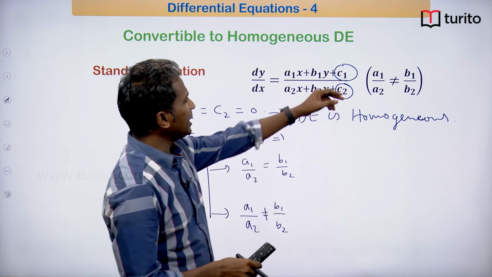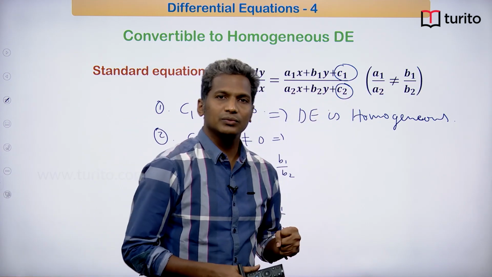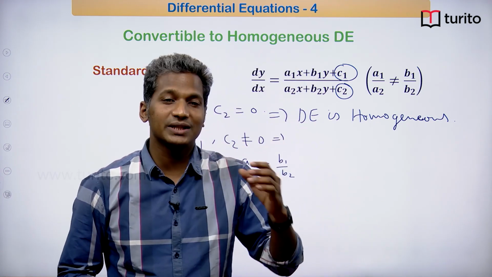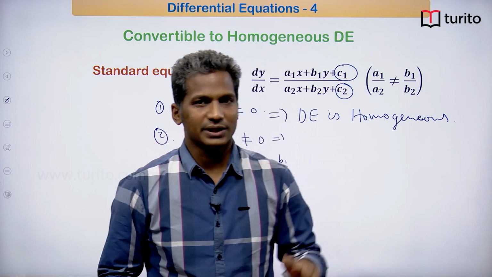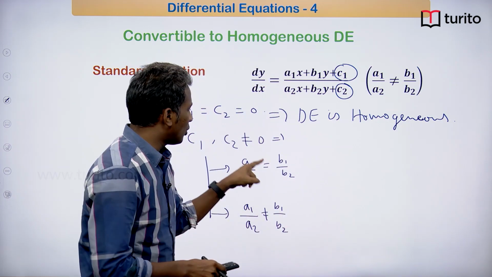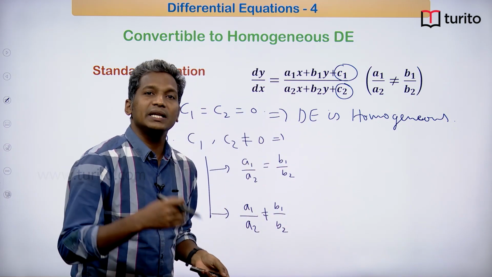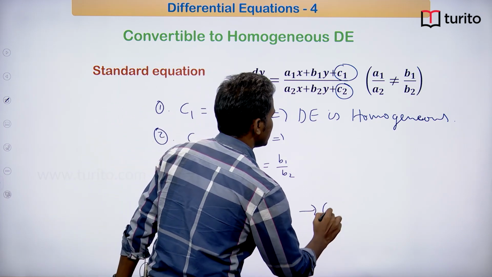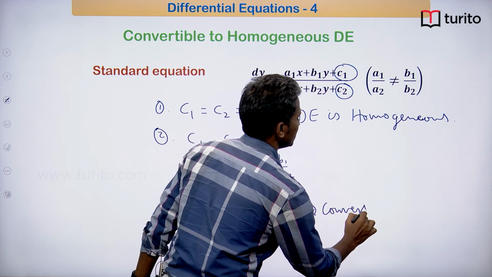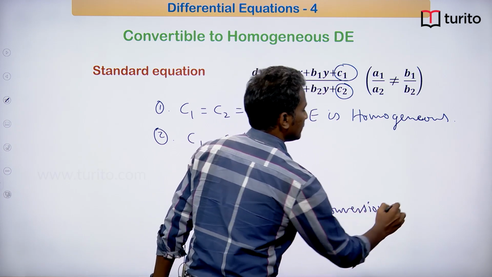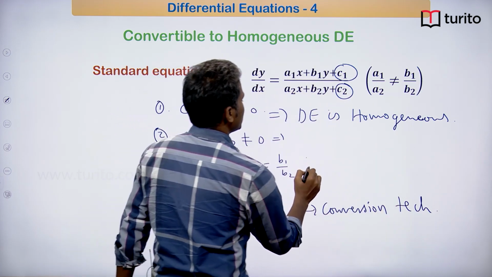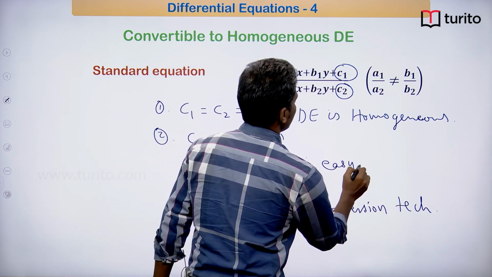So, when A1 by A2 is not equal to B1 by B2, we will discuss the conversion of the equation into homogeneous form. But what happens when it is equal? Then it is again an easy question. Okay. So, this is the conversion technique. So, this we have to learn. Conversion technique. But this is actually easy. We will see one such case here.